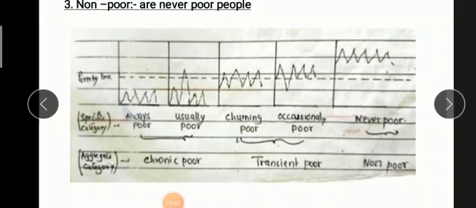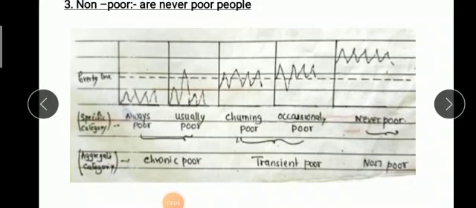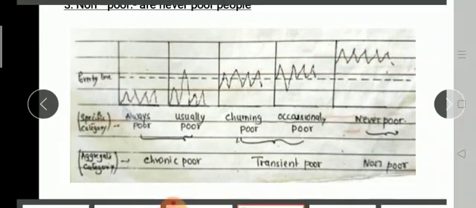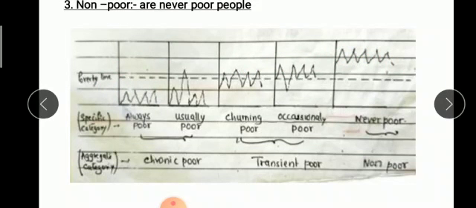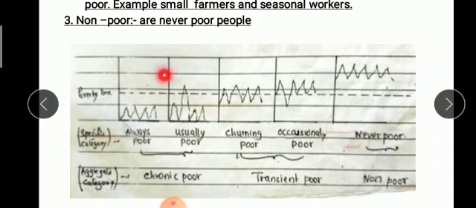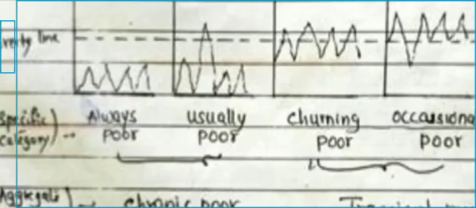Now you see there are 5 diagrams shown in one, 5 angles we have drawn. Here we see the poverty line, the dotted line. The poverty line divides the people into two, poor and non-poor. Above the poverty line they are non-poor; below the dotted line, the poverty line, they are poor.